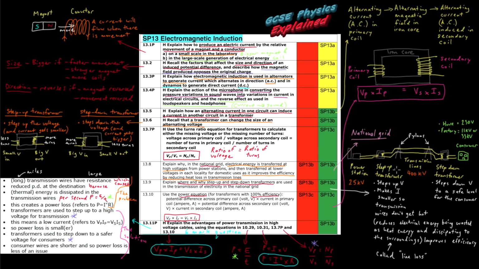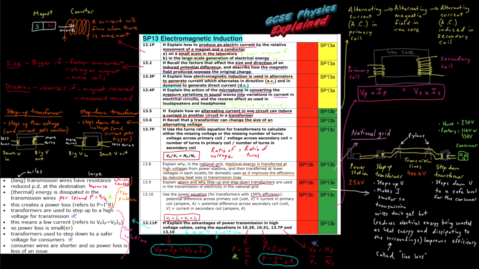So here's some of the finer details. A step-up transformer steps up the voltage, that makes the current smaller so the transmission wires don't get hot. It reduces electrical energy being wasted as heat energy and dissipating to the surroundings. It improves the efficiency. And when the heat energy does dissipate to the surroundings, you call that line loss. So if you use that phrase in an exam, that'll get you a mark.